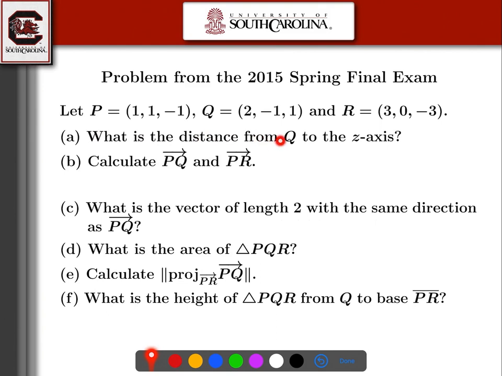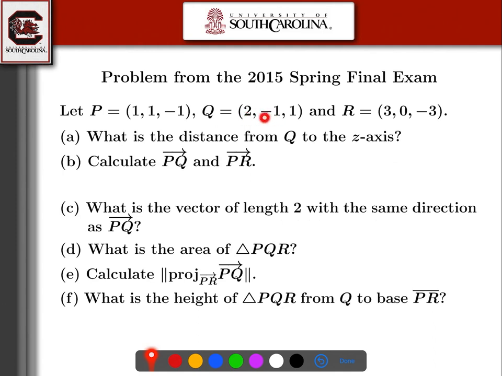What is the distance from Q to the z-axis? So when you move 1 in the z direction, going from the origin, that's not going to take you off the z-axis. But then when you move 2 in the x direction and then minus 1 in the y direction, you're creating a right triangle where it's 2 by 1, and you want to know the hypotenuse to get the distance to the z-axis. So this is taking you 2 away in the x direction, and this is moving you 1 in the negative y direction.